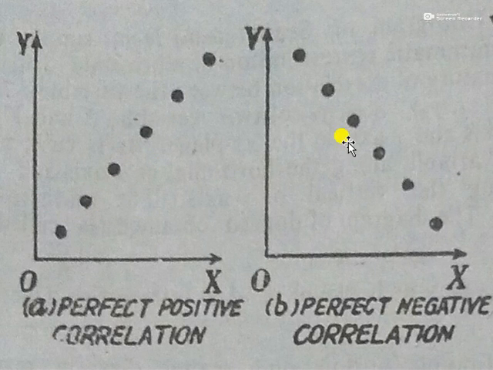See the next diagram. Here the direction is from left upper corner to the right bottom corner. This means the variables are moving in the opposite direction. And all the dots are plotted as points of a straight line. Therefore, it is a perfect correlation. So, we may interpret this scatter diagram as a perfect negative correlation. Clear? See the next one.